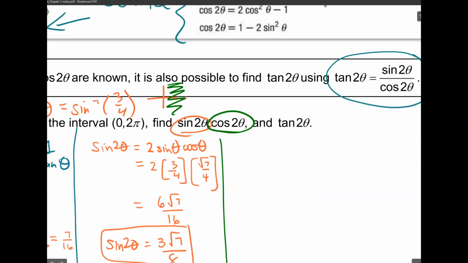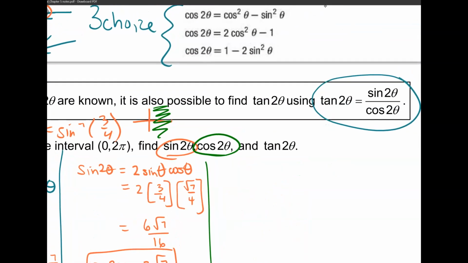Let's see. So we have 3 options. Which one do I want to use? Okay, I'm going to use this one. It doesn't matter what you do, we're going to get the same answer. You guys have 3 options to use. I just picked the one I thought was going to be the easiest, because cosine of theta is some radical, and sine of theta is nice, 3/4. Super easy to use, because I'm not using a calculator.